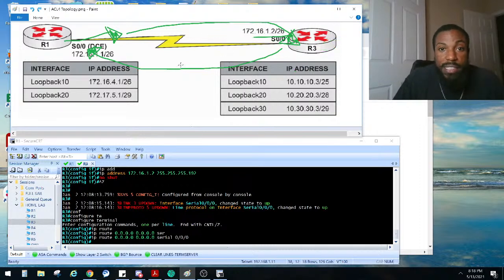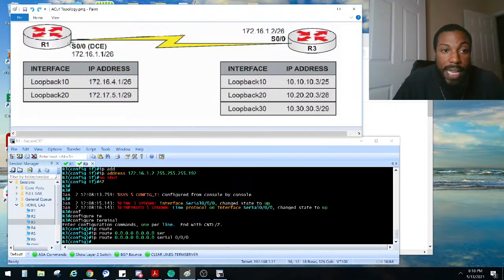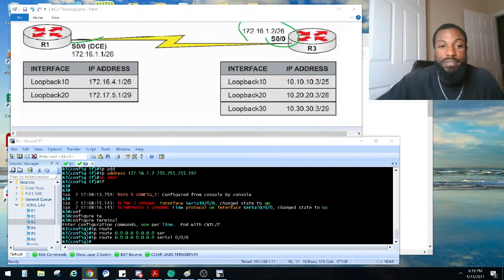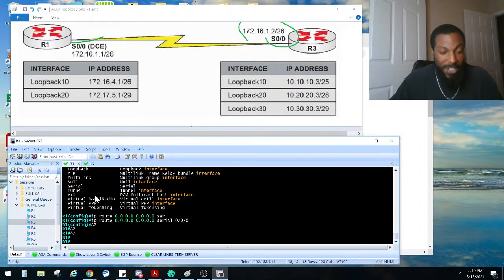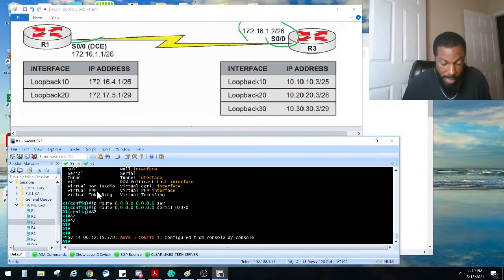Anybody have any questions? Anybody lost, or has anybody figured out what the difference is between the outgoing interface and the next hop when it comes to static routing? Anybody? Y'all quiet tonight. Tough crowd. Y'all just paying attention this time, right? It's all good, though. I appreciate y'all for tuning in.